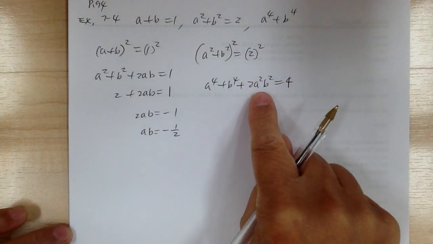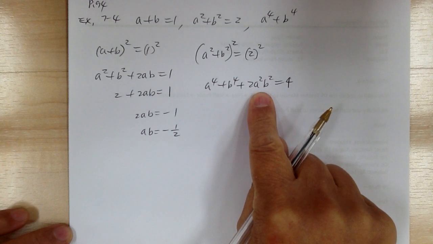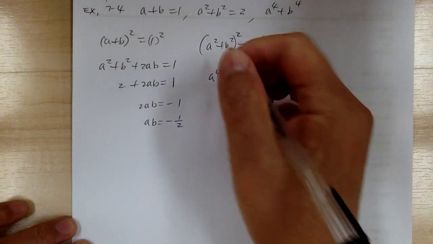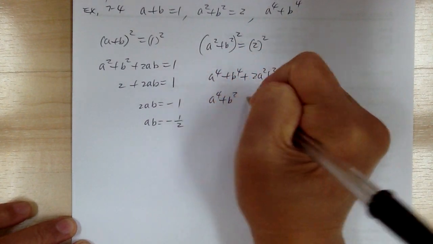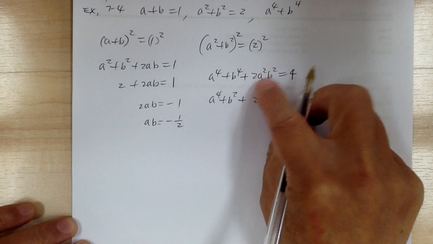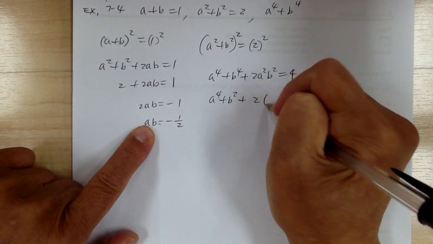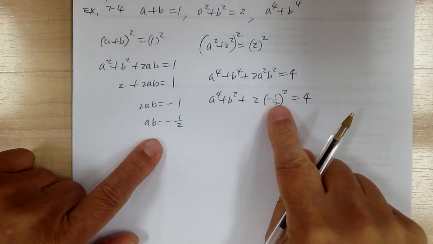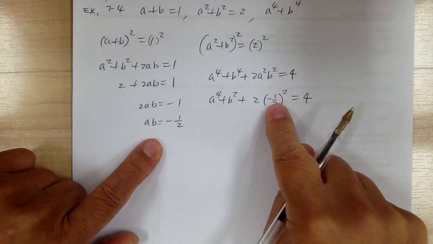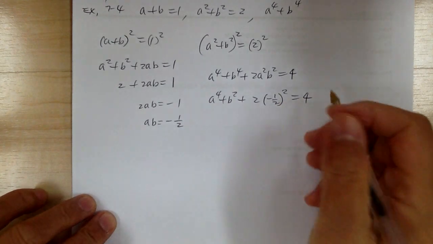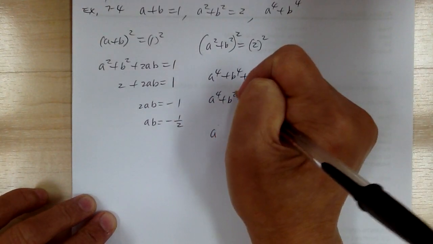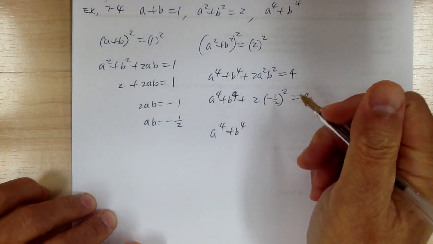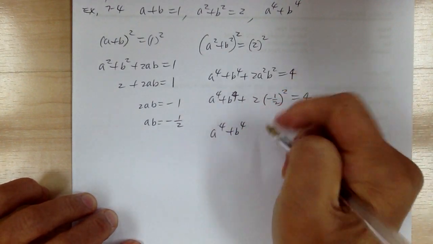And so to get that, this is going to be equal to 2 times a squared b squared, which is the negative 1/2 squared. Okay. So that's your a times b. So squared gives you 1/4. So this is your a squared b squared. So a to the 4 plus b to the 4 would be 7/2.